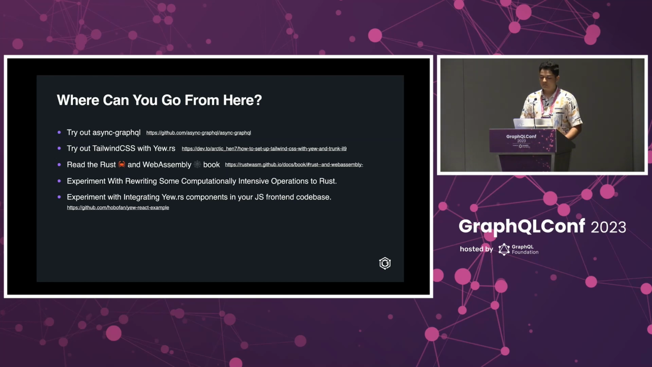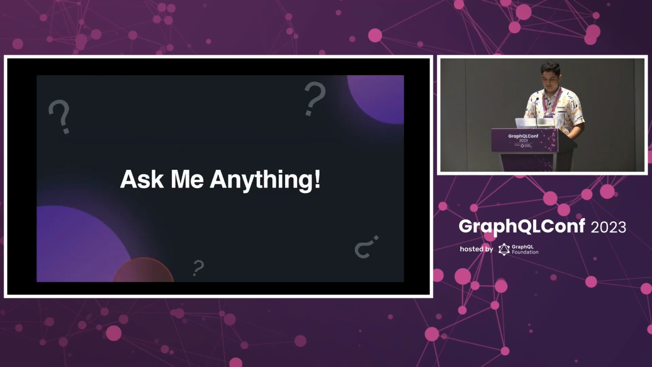Also, you can experiment with integrating Yew.rs components in your JavaScript frontend code base, because you don't really have to just love one side. You can use both of them in the same project. And I think that's it.